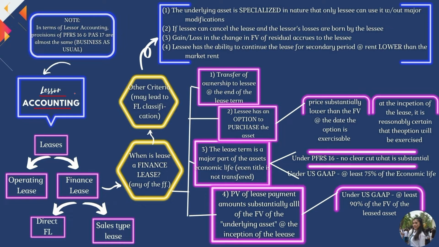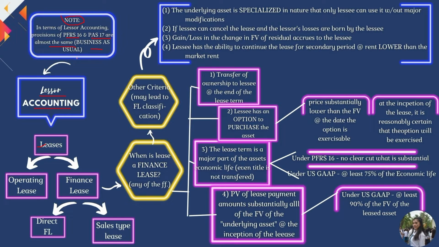Well, I guess there's no need for me to explain what a lease is since this was already introduced to us, right? Now, the first thing that we need to remember is this note. In terms of lessor accounting, for those who lease out and transfer the right to the lessee, the provisions of PFRS 16 and PAS 17 are almost the same. And if you notice, it says here, business as usual.